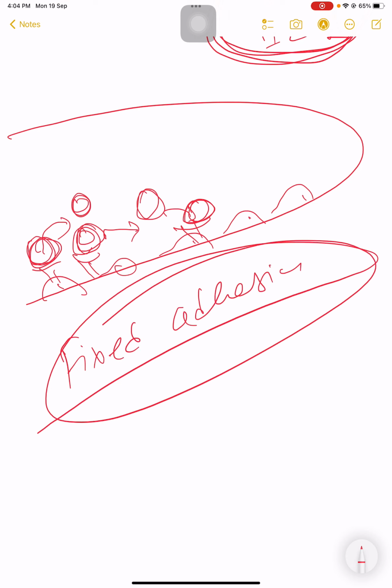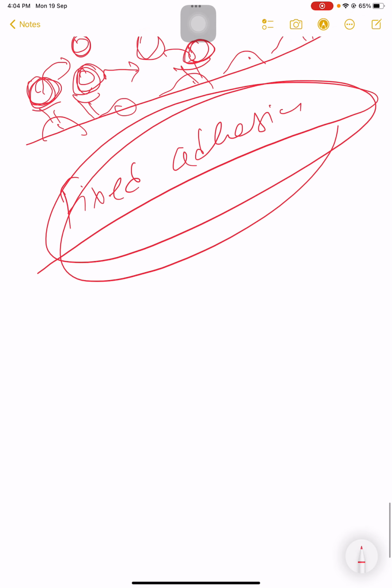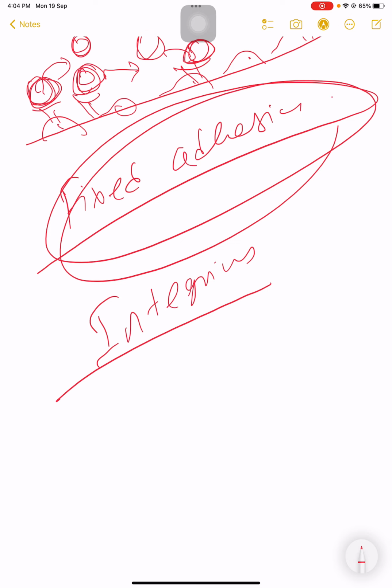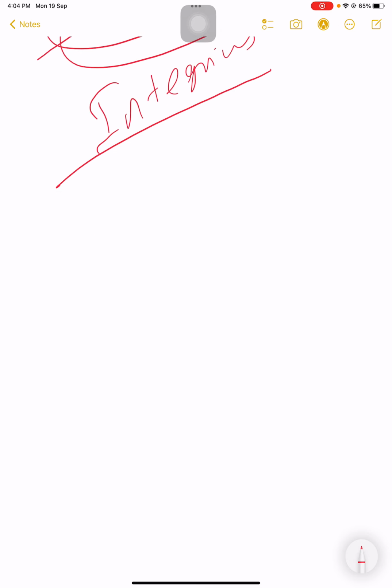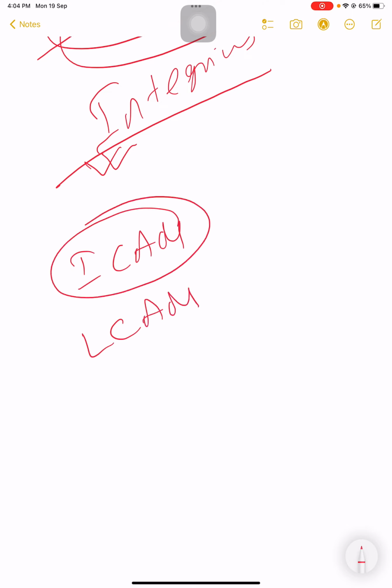And that fixed adhesion is brought about by integrins. Integrins are the ones that bring about fixed adhesion. So what happens is, after this rolling process, the fixed adhesion is brought about by integrins, and there are different types of integrins like ICAM and LCAM. ICAM binds to LCAM. ICAM is basically intercellular adhesion molecule 1.